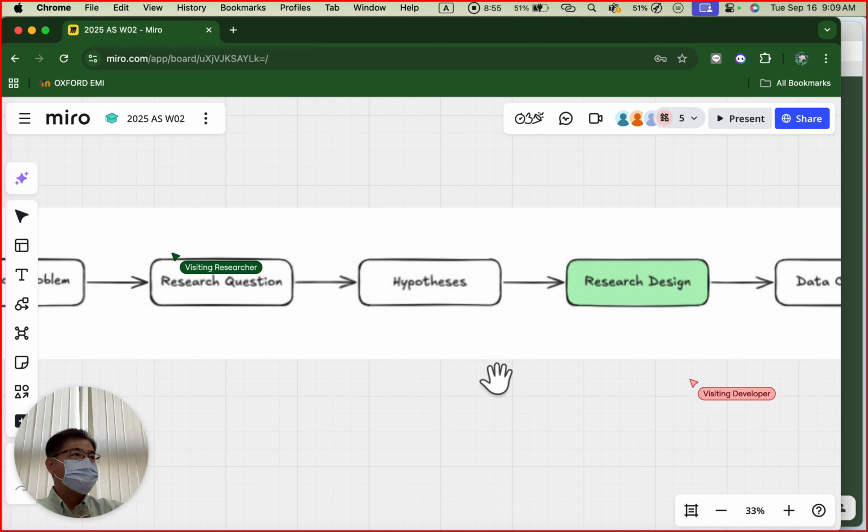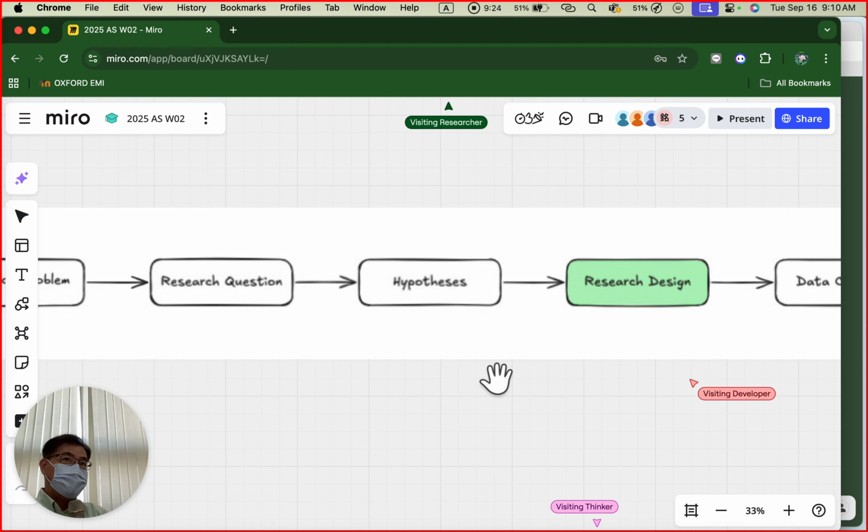Hypothesis. Anyone? So there's a sequence. After we propose a research question, then we have to generate hypothesis. What is hypothesis mean? To answer the research question. Yeah. Okay. That's very great and simple one answer. Yeah, it's an answer. But the answer is tentative.